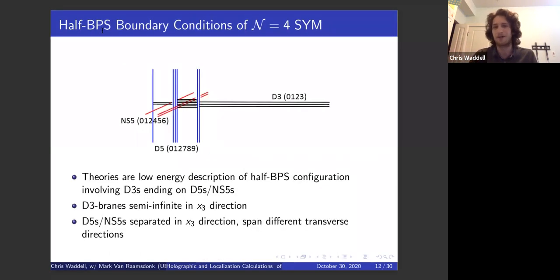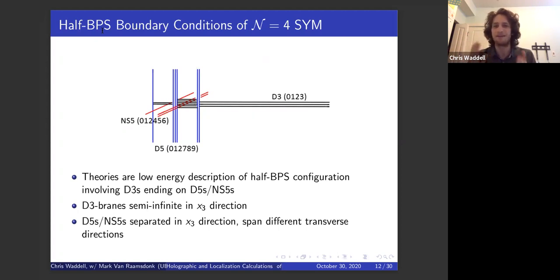A useful picture to try to keep in mind throughout this discussion is the string theory picture, where we have some half BPS configuration of D3-branes ending on D5-branes and NS5-branes. So in general, the low energy description of this kind of configuration is going to correspond to the theories that we're talking about. And for our conventions, we're going to think about having the D3-branes be semi-infinite in the X3 direction, and then ending on D5s and NS5s, which are in general separated in the X3 direction, although this separation will become negligible when we consider the IR limit.